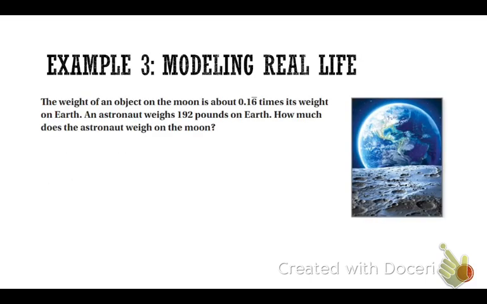All right, modeling real life. The weight of an object on the moon is about 0.6 repeating times its weight on Earth. An astronaut weighs 192 pounds on Earth. How much does the astronaut weigh on the moon? All right, so we're going to use this concept of rational numbers, knowing that it's a repeating decimal, and we're going to solve this problem.